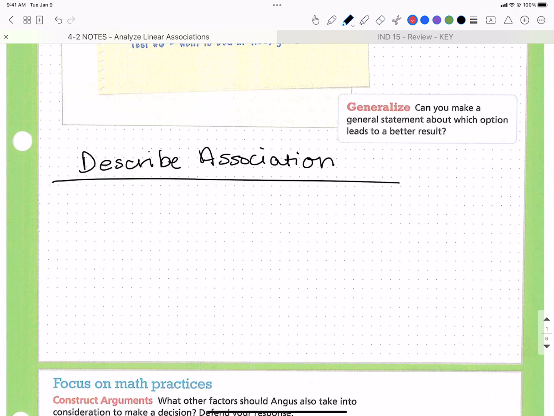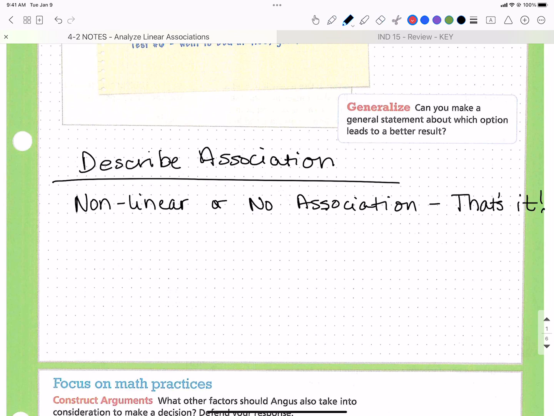All right, so if it is non-linear or no association, okay, that's it. And this will make more sense in a minute, but just go ahead and write, that's it. Meaning there's no more description that needs to be written down. Either you write nonlinear association or you write no association. That's it. That's all we're doing. Well, I've got step 2 here in a second, but yeah, that's it.